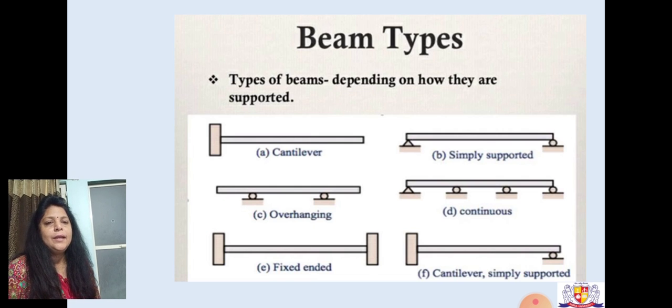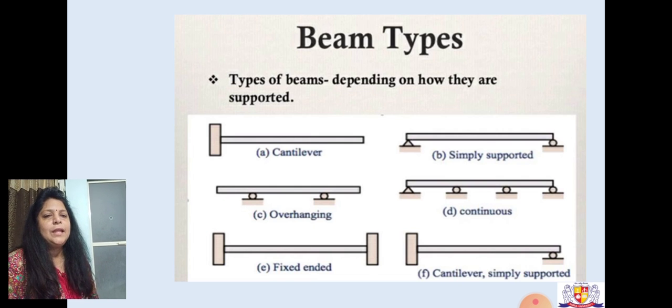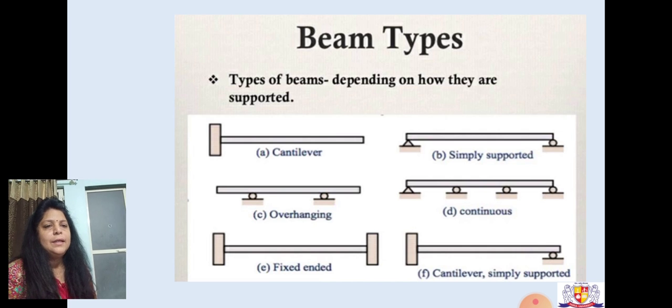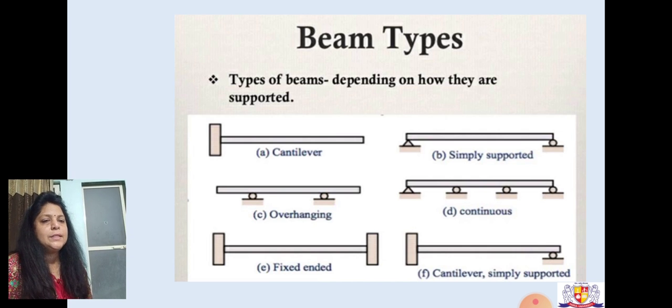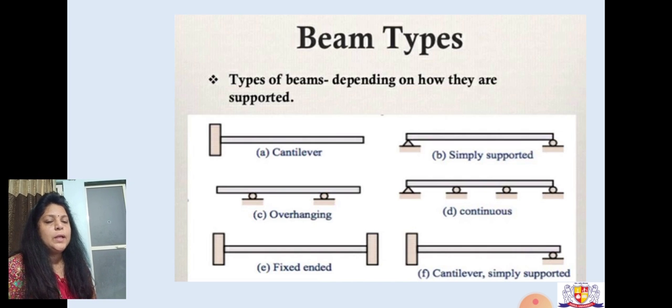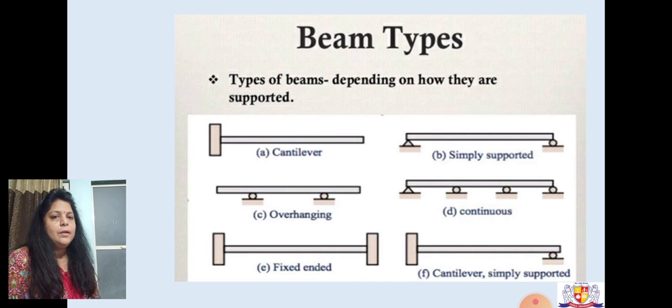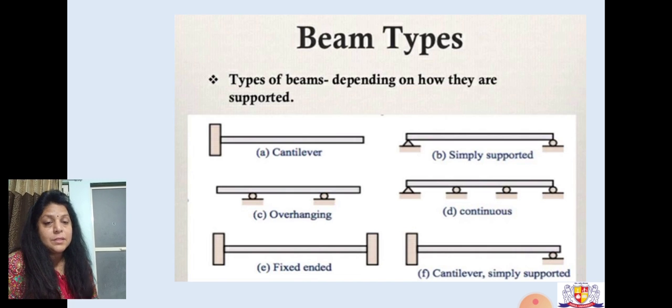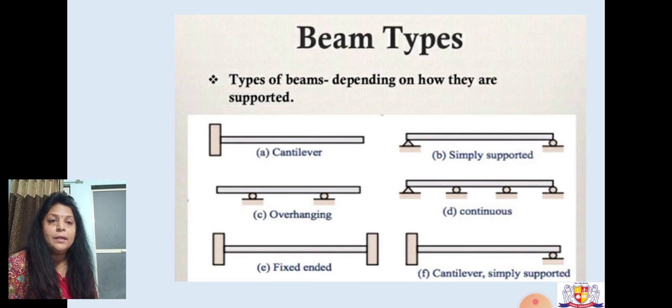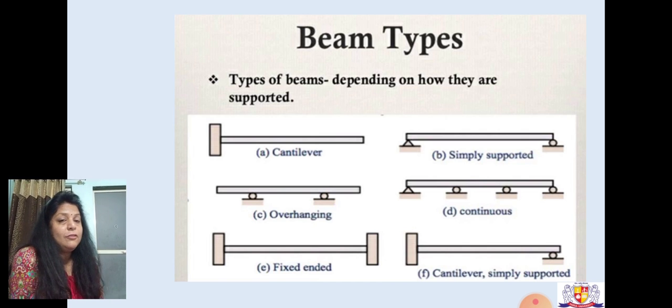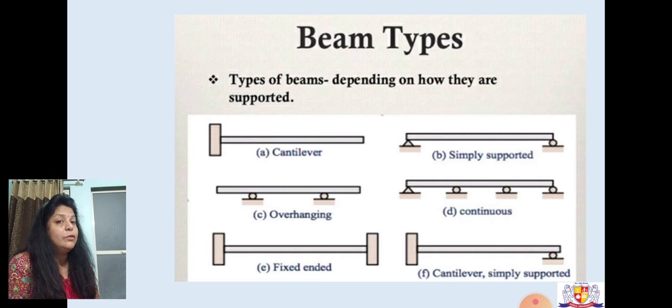Right? So this diagram shows you the different types of beams, depending on how they are supported, as I already told you. You can see in diagram A, one end of the beam is fixed in the wall or in the support, and the other end is free. That means only one end is supported. It is called a cantilever beam. Can anyone give me an example of a cantilever beam? What will be the example?